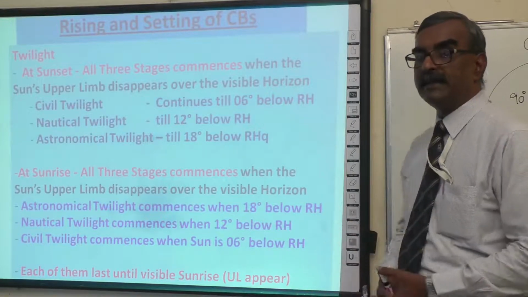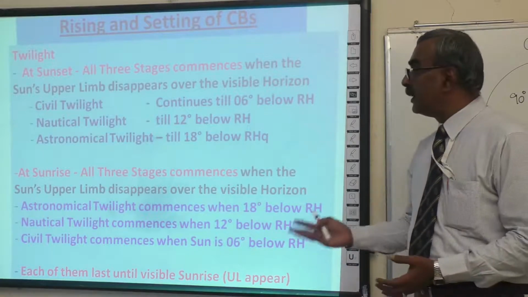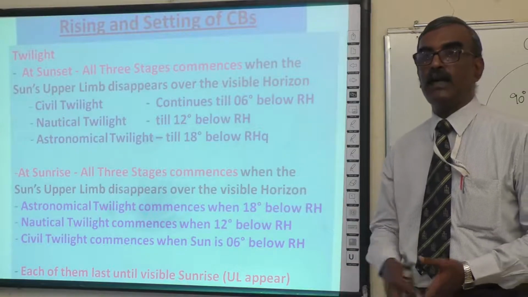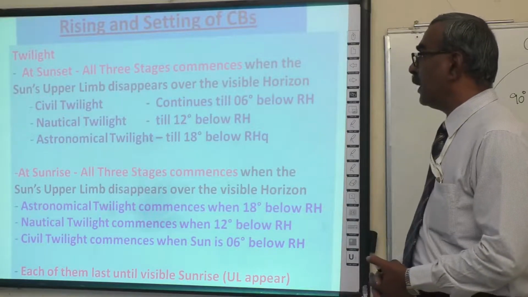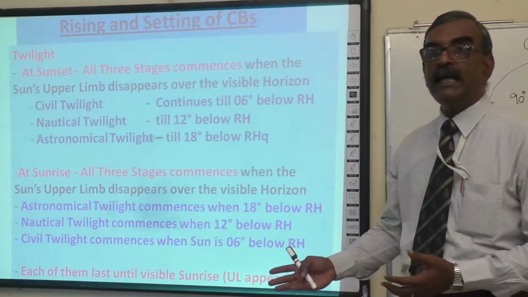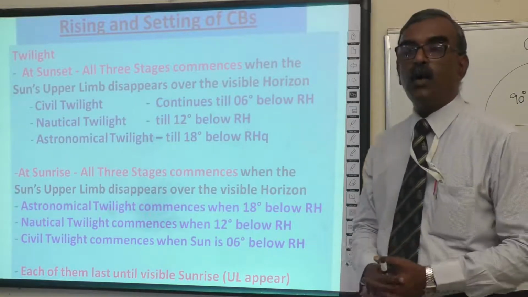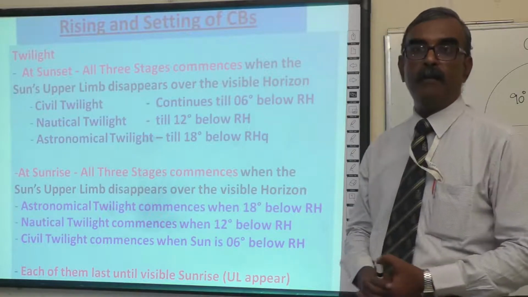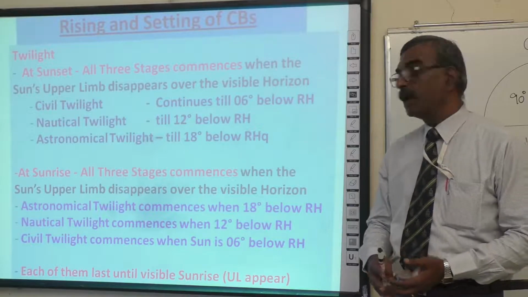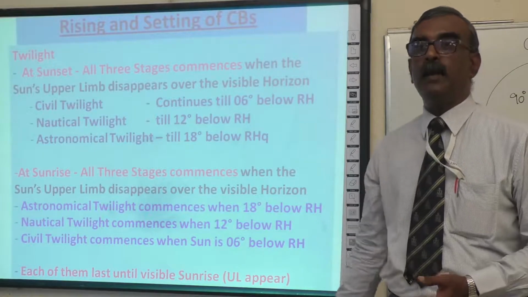A similar pattern occurs at sunset. When the Sun is setting, again three stages of twilight occur. The first one will be civil twilight, between the rational horizon and 6 degrees below the rational horizon. Thereafter it is called nautical twilight in the evening, which is from 6 degrees below the rational horizon to 12 degrees below the rational horizon. This period is again called nautical twilight because we may make use of it for astro sights. Thereafter, once again, the astronomical twilight occurs between 12 degrees and 18 degrees below the rational horizon of the Sun.